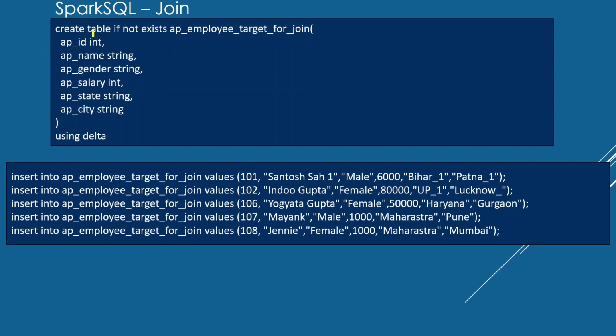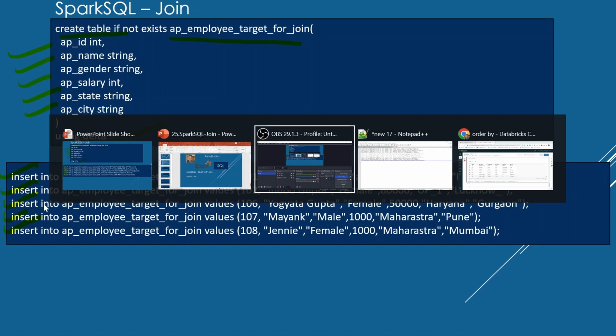Here also I am creating a table with the help of a create table command. This is the name of the table. These are the data types of the columns, and this table is also of Delta type, and here I am inserting 5 records in it. So let me create these two tables and insert this data in them, and then we'll do different kinds of joins.